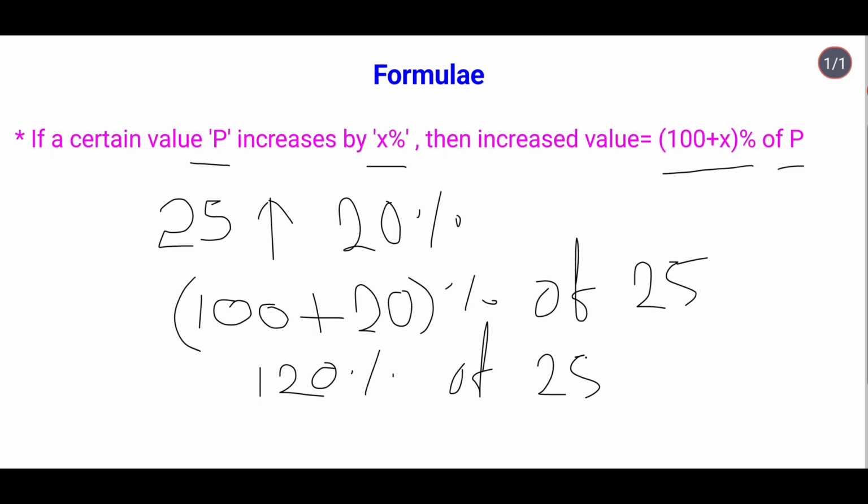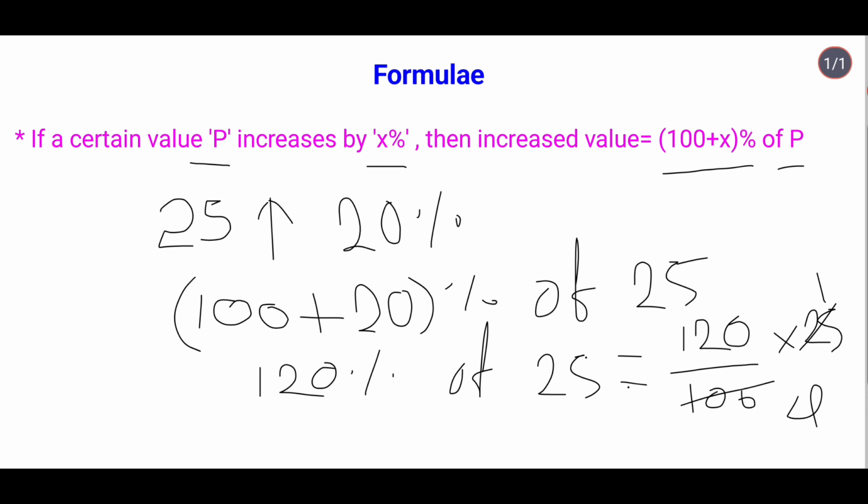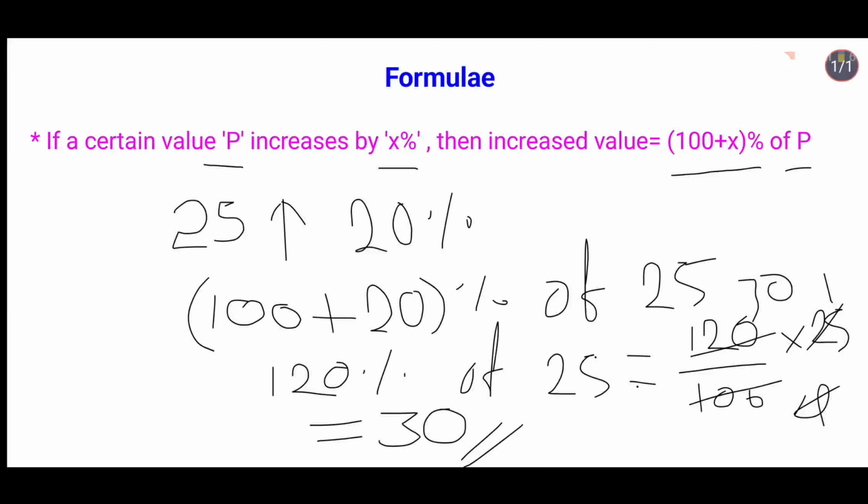120 percent of 25. That is 120 divided by 100 into 25. 25 ones are 25, 4 ones are 4, 30. Therefore, the increased value is 30. Guys, you can solve this question in another way also.